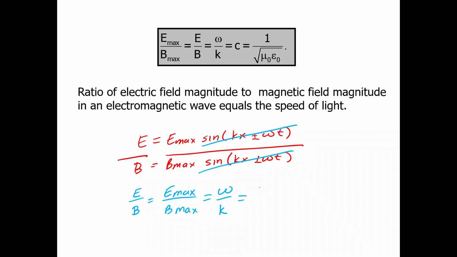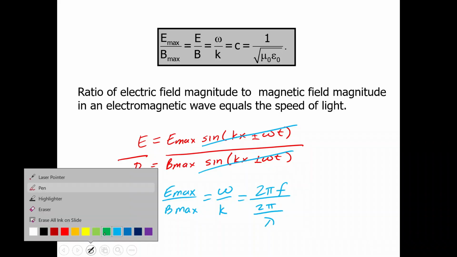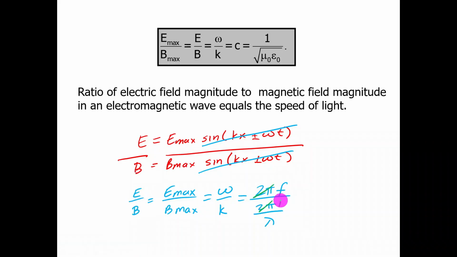Because we know that our omega is 2 pi f and k is 2 pi over lambda. So if we were to simplify this, the 2 pi's cancel, leaving us with a 1. And then what we can do is we can then flip and multiply. So that actually equals wavelength times frequency, which we know is wave speed. But for light, our wave speed is equal to c, the speed of light, which, as we mentioned earlier, is the same thing as 1 over the square root of mu naught epsilon naught. So we can see that all of these things are equal to each other.